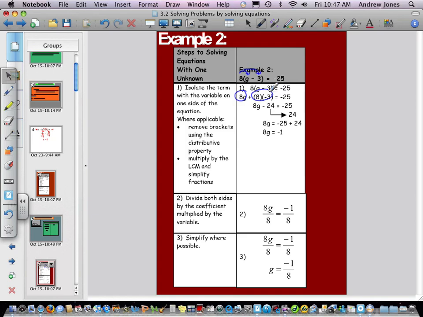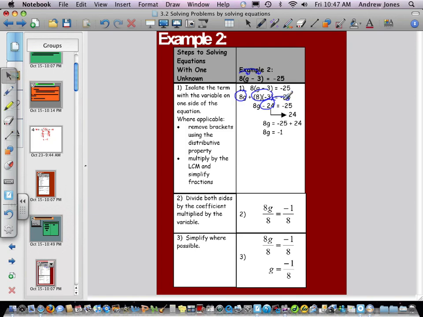We need to get our variable on the left side and our numbers on the right side. So we need to move this negative 24 over to the other side. The opposite of a negative 24 is a positive 24. These two will cancel out. What we'll have on the other side is minus 25 plus 24. The answer is 8g equals minus 1.